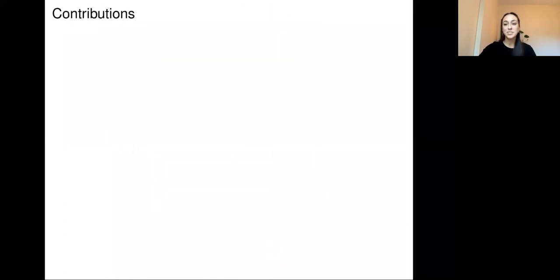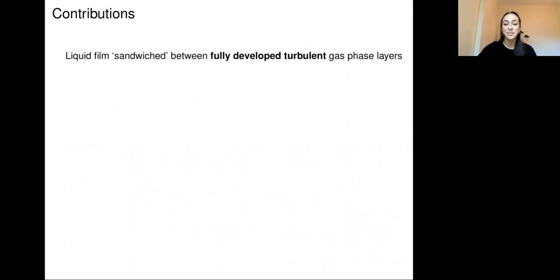So, contributions of this work. We've simulated a liquid film sandwiched between fully developed turbulent gas phase layers, and we believe that was important in order to properly represent those engineering flows. We need to properly represent that turbulence. And as we saw, once it locks into a certain length scale, it's going to stay there. So it's important to represent those correctly.